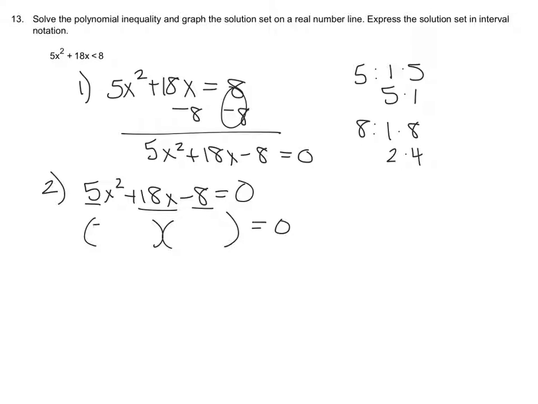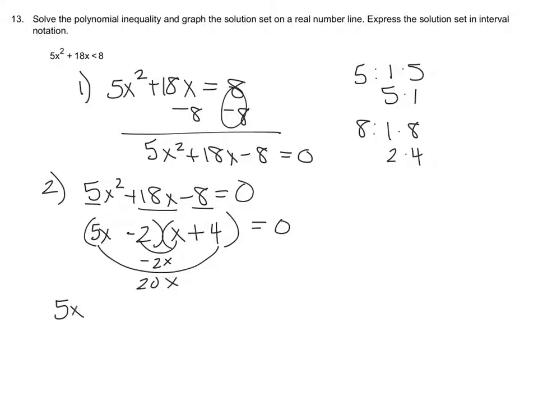This is going to be a 5x and an x, and then a negative 2 and a positive 4. We can check this by multiplying the last terms together, and we get a 20x, and then the middle terms together gives us a negative 2x. So negative 2 plus positive 20 will give us the middle term of 18x. So we know that we have the correct factors.